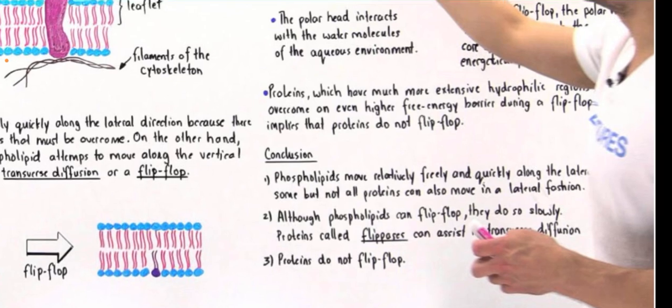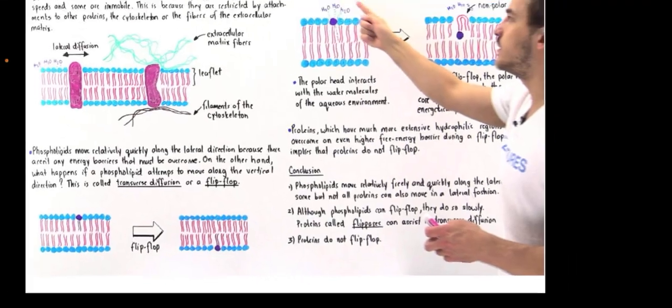So phospholipids move relatively freely and quickly along the lateral direction. Some but not all proteins can also move in a lateral fashion. Although phospholipids can flip-flop, they do so slowly. Proteins called flippases can assist in the transverse diffusion. Proteins do not flip-flop. Only the phospholipids can do flip-flop movement.